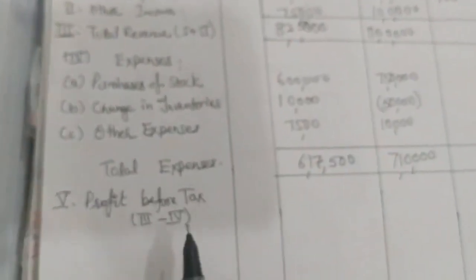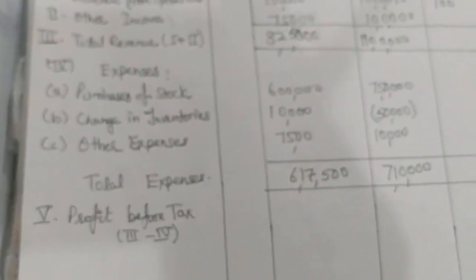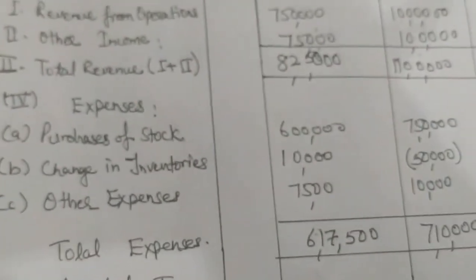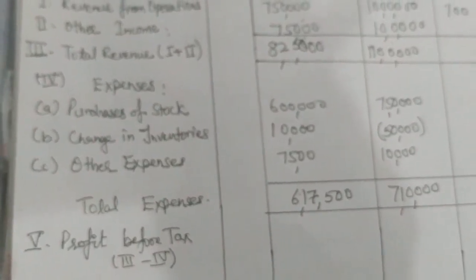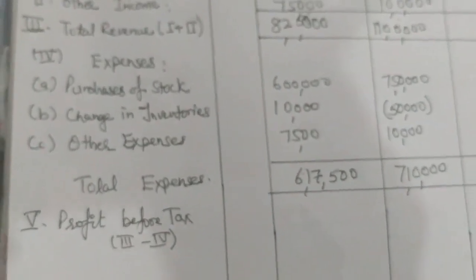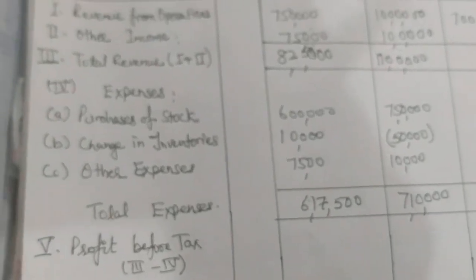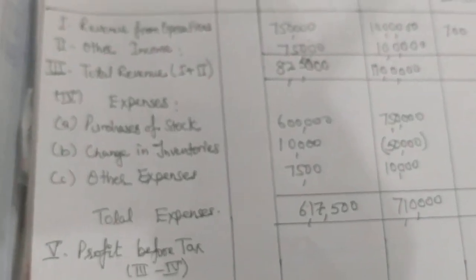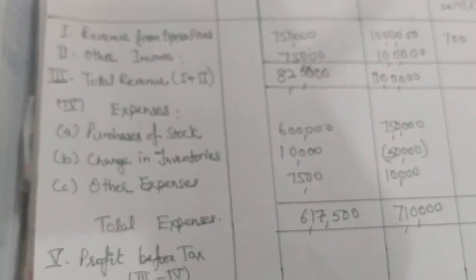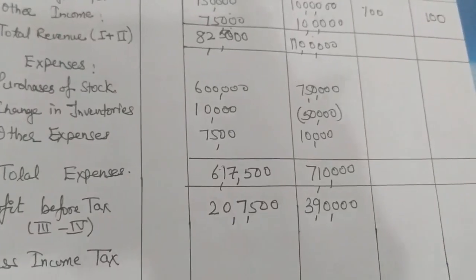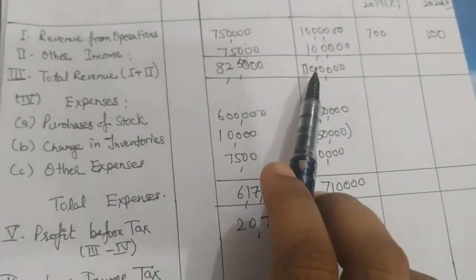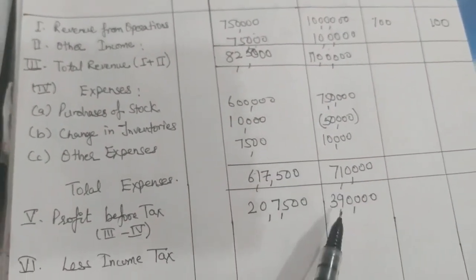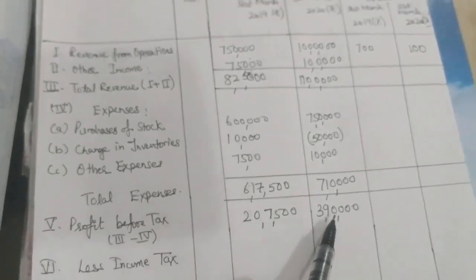Now we will calculate profit before tax. That will be 3 minus 4, that is, 3 is total revenue minus total expenses. If we deduct total expenses from total revenue, we will get profit before tax. Our total revenue of 2019 is 8,25,000 minus 6,17,500. So we will get 2,07,500 here. In the similar way, we will deduct 11 lakh minus 7 lakh 10,000, that is 3,90,000 for 2020.